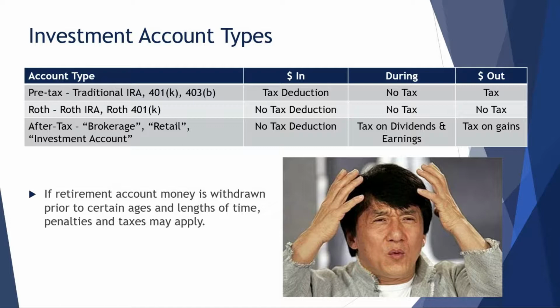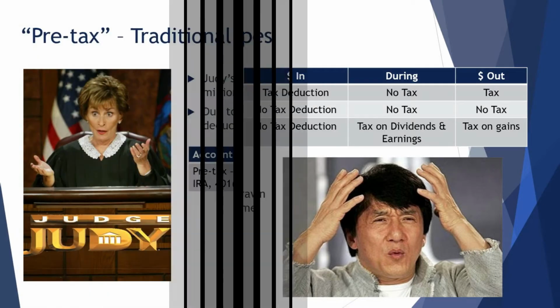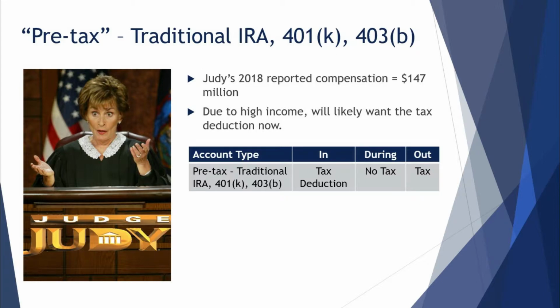Okay, so we're going to go account type by account type, and we're going to look at scenarios where they make the most sense for you to invest. So first up, your pre-tax. Again, this is your traditional IRA, 401k, 403b. And here we've got a scenario where we're looking at a high income earner.